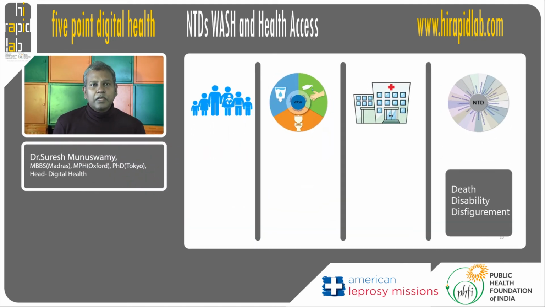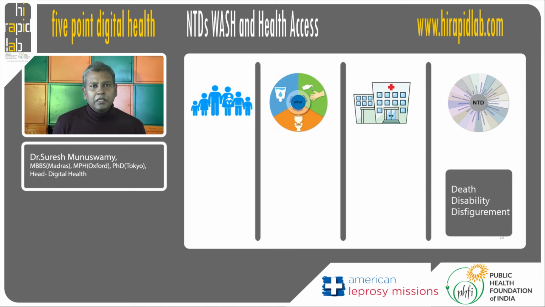Let us continue to the next point. How to eradicate NTDs or manage the disease or minimize its effects, possibly with digital processes. Let us revisit our matrix starting with the family, then WASH, then health facility access and outcomes of NTDs as per our matrix. There are three possibilities for intervention to prevent the family from suffering from the outcomes of NTDs.